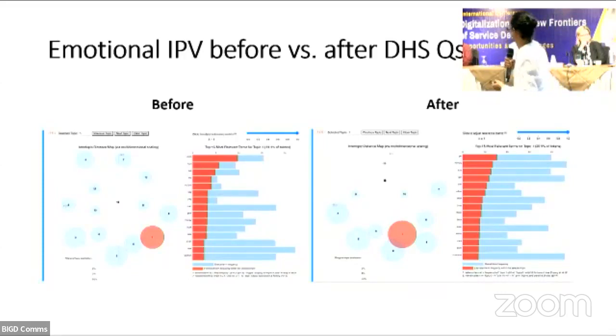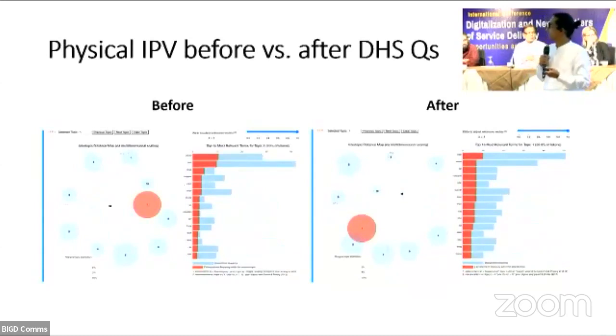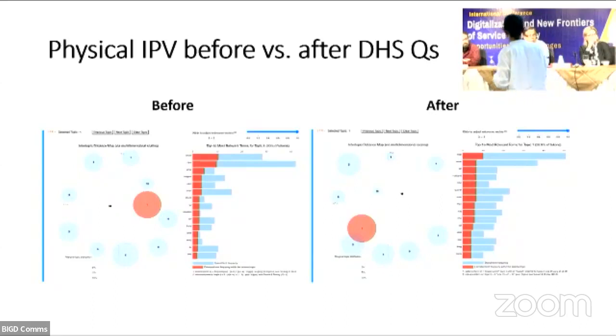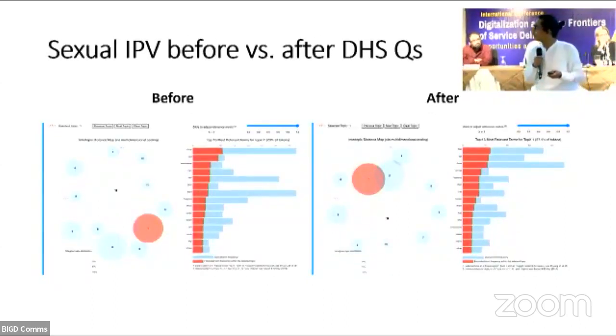Asking this open-ended question before gives slightly better results. This is for one question about emotional IPV. The next one is about physical IPV. Again, asking before the DHS question makes for better, less overlap. Sexual IPV, it's the same. So it kind of puts me at a trade-off that will come in the conclusion.